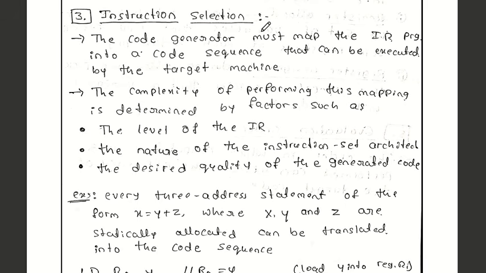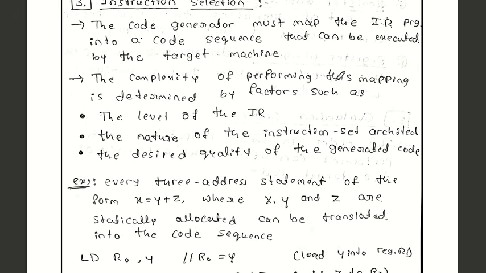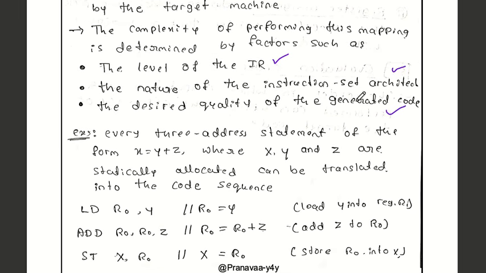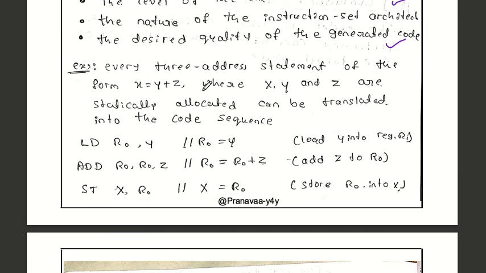Third one, instruction selection is there. So here the code generator must map the intermediate representation program into the code sequence that can be executed by the target machine. Then the complexity of performing this mapping is determined by factors such as the level of the intermediate code representation, the nature of the instruction set architecture, then comes the desired quality of the generated code. These are all.